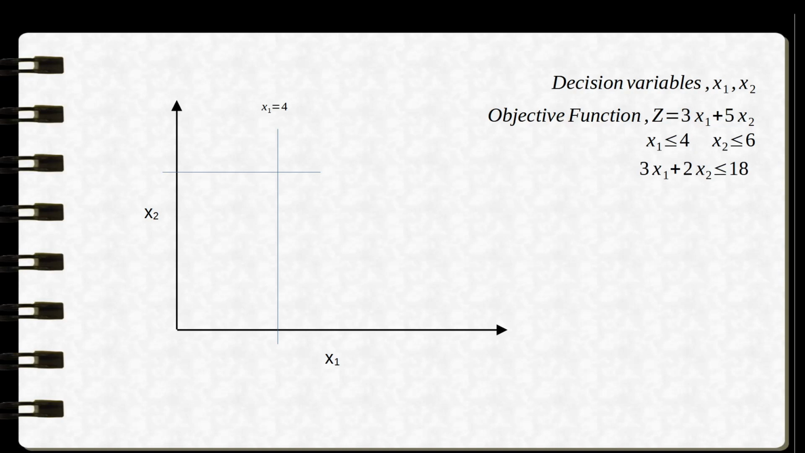Similarly, we draw a horizontal line which is going to cut the x2 axis at 6. So these are the constraints that we have put. Now the third constraint that we have is 3x1 plus 2x2 less than or equal to 18. So we take 3x1 plus 2x2 equal to 18 and we draw the line. So that's what we do.